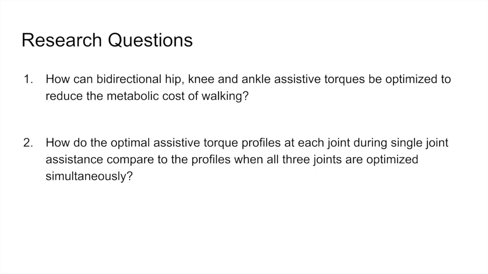For our project, we have two main research questions. First, how can bidirectional hip, knee, ankle assistive torques be optimized to reduce the metabolic cost of walking? Second, how do the optimal assistance strategies at each joint during single joint assistance compare to the profiles when all three joints are optimized simultaneously?